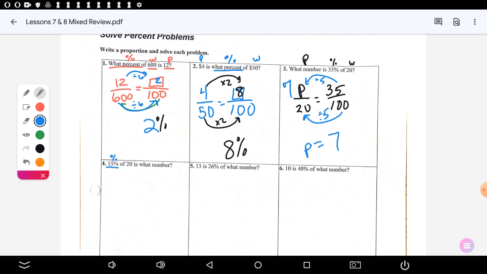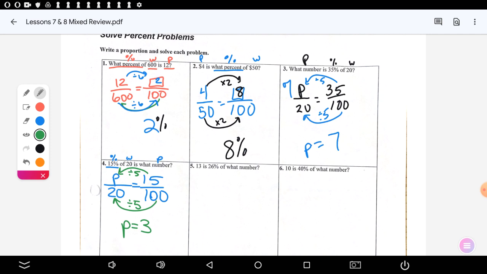Next one, 15% of 20 is what number? Percent of whole is part. So P over 20 equals 15 over 100. Jude, what do we do? Divide 100 by 5, which equals 20. So Jude, what is 15 divided by 5? 3. So P equals 3.